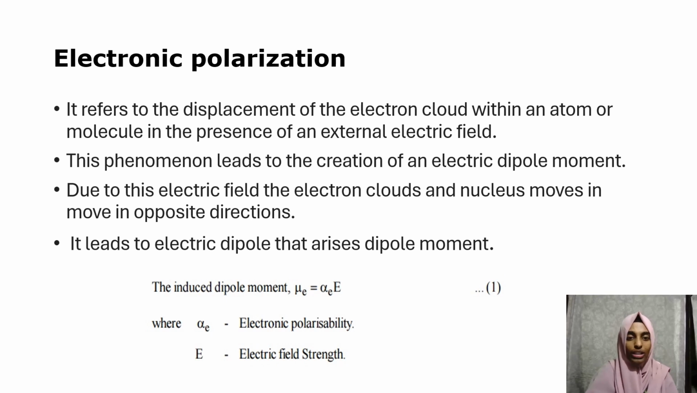So let us see what an induced dipole moment is. We have the induced dipole moment, and this is the equation for that, where alpha E is the electronic polarizability and E is the electric field strength. As we all know, the dipole moment is directly proportional to the electric field, and by removing the proportionality, we get this electronic polarizability alpha E.